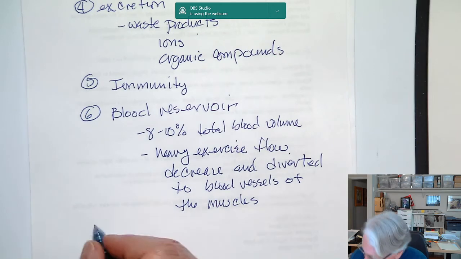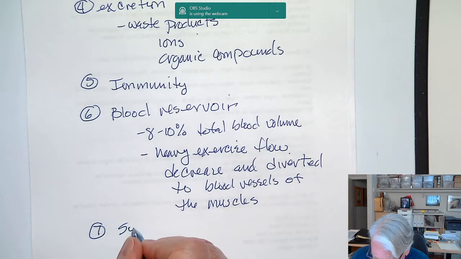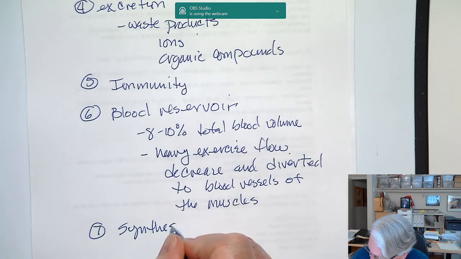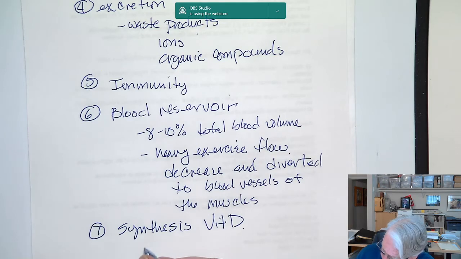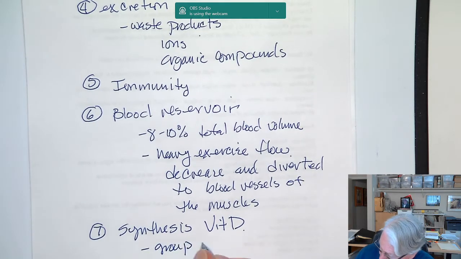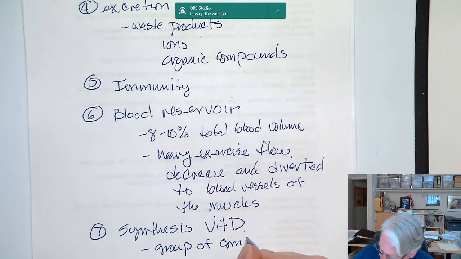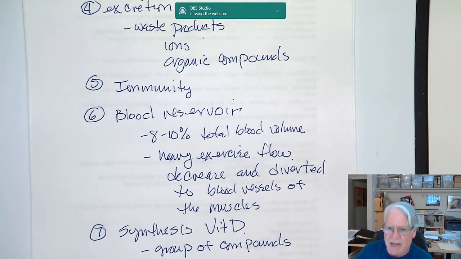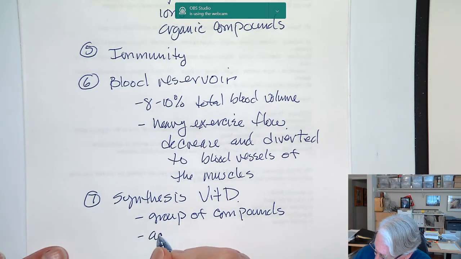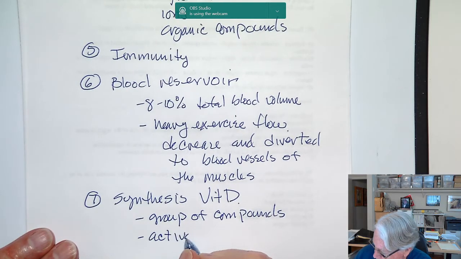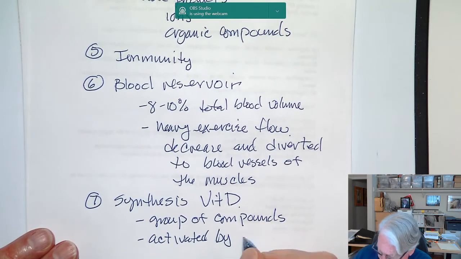Okay. A seventh function is the synthesis of vitamin D, and this is actually a group of compounds. The functional form of vitamin D is not really produced until what's being produced in the skin is taken to the liver, and there it goes through a metabolic pathway and is changed. But these compounds are going to be activated by ultraviolet light.